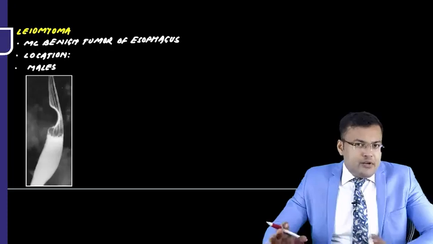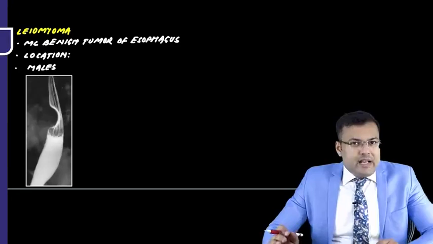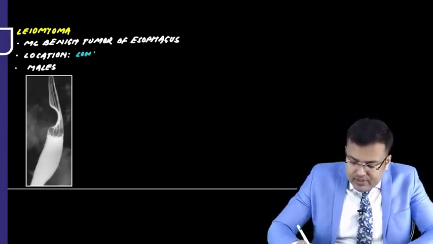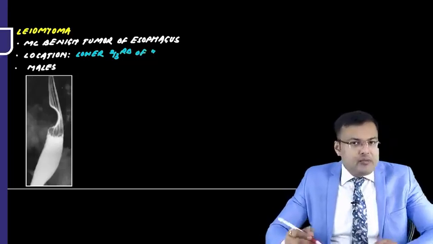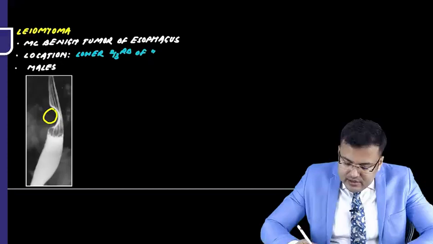Next is leiomyoma. You know, it's the most common benign tumor of the esophagus. And what is the location? In 90% of cases, it is located in the lower two-thirds of the esophagus. It is more common in males. Here you can see the tumor. This is the leiomyoma.